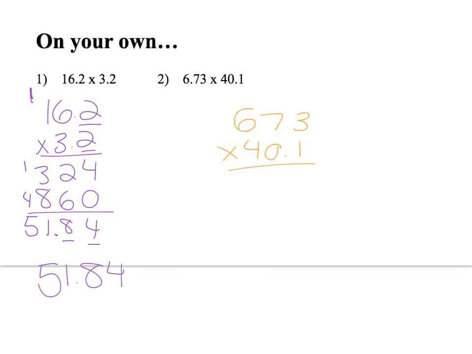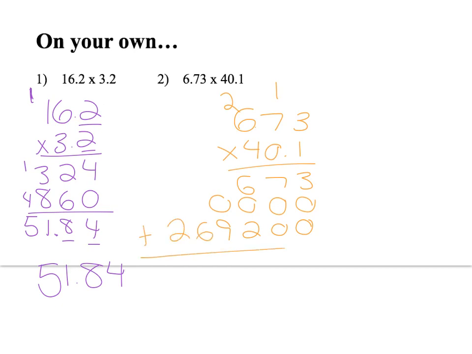Step 1, multiply like normal. 1 times 3 is 3, 1 times 7 is 7, 1 times 6 is 6. Placeholder 0, 0 times 3, 0 times 7, 0 times 6. 2 placeholders. 4 times 3 is 12, carry your 1. 4 times 7 is 28, plus 1 is 29, carry your 2. 4 times 6 is 24, plus 2 is 26. Add.